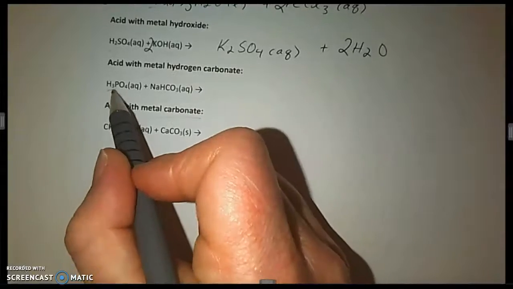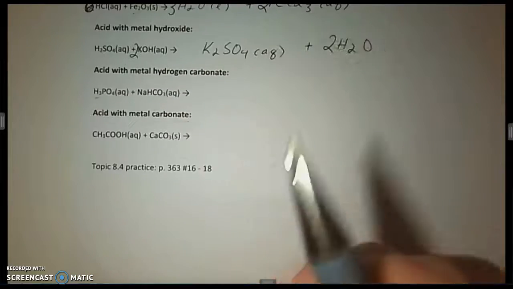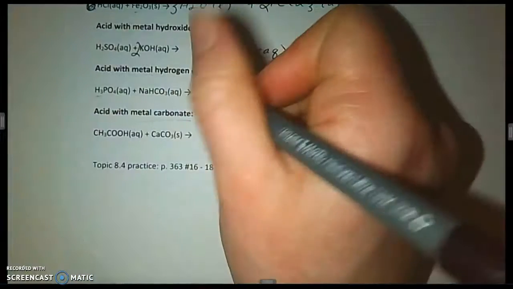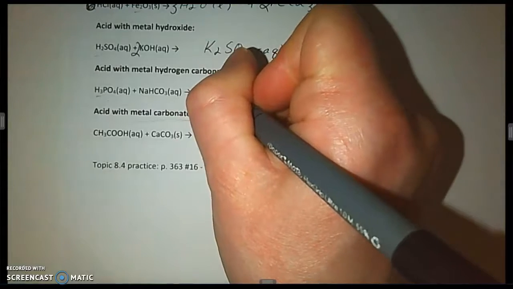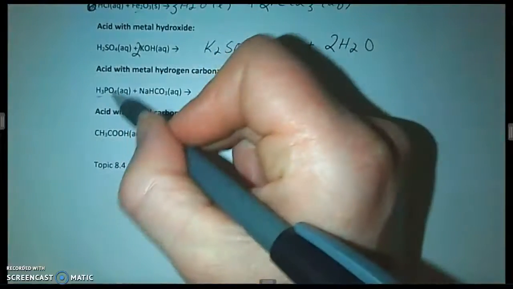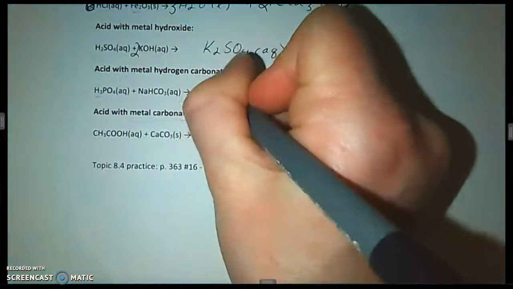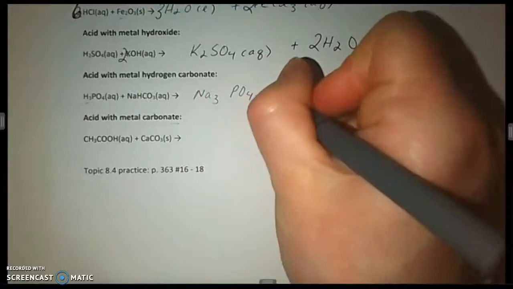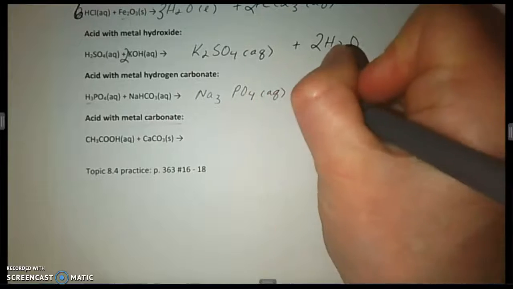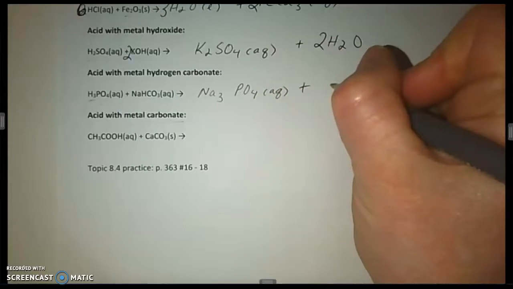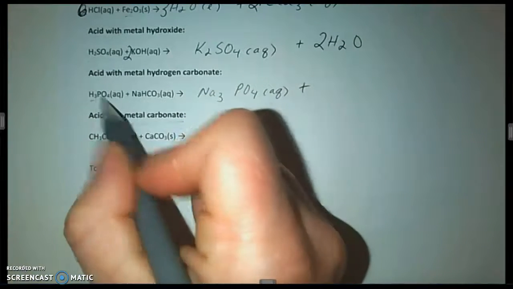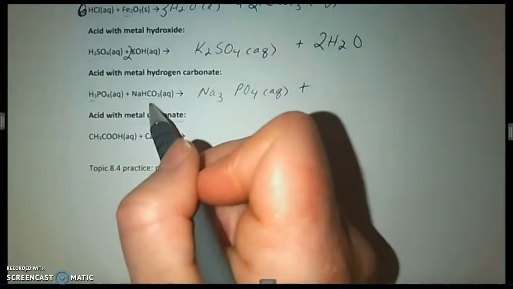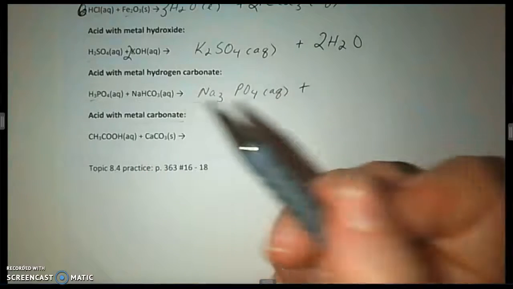So when an acid reacts with a metal hydrogen carbonate, like this one right here, I'm going to make a salt with the metal and the conjugate base of the acid. So that's going to be Na3PO4, sodium phosphate. And then it can be tempting to just say, oh, it's a double displacement reaction, so I make H2CO3, carbonic acid.